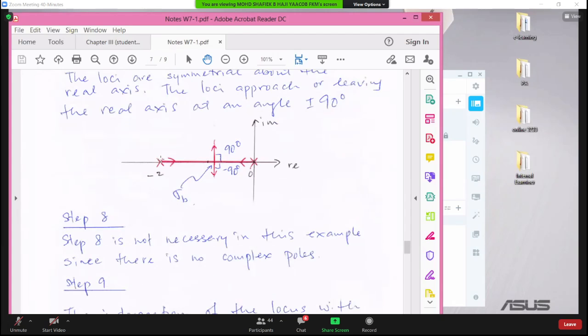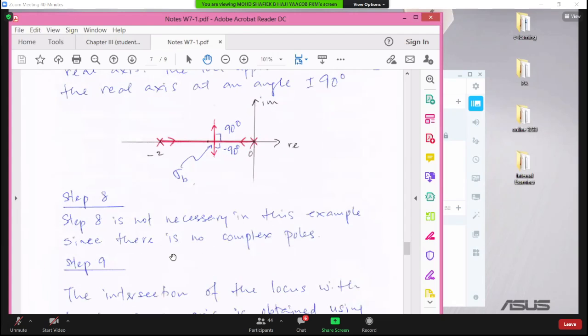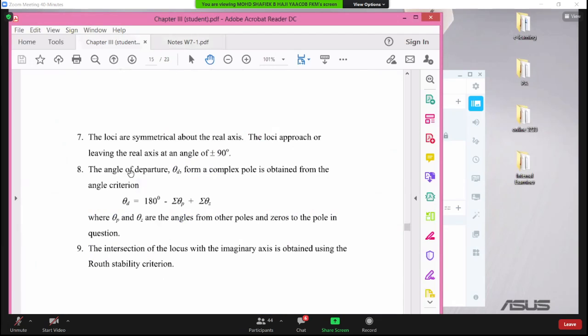Okay, so what is step 8? Step 8 is not necessary in this example since there are no complex poles. Let's take a look at step 8, angle of departure from complex pole. Since in this example all of our 3 poles are real, there's no complex pole, therefore we don't need to compute this departure angle. When we look at another example where there exists a complex pole, then we can compute this departure angle, but it is irrelevant to this example.